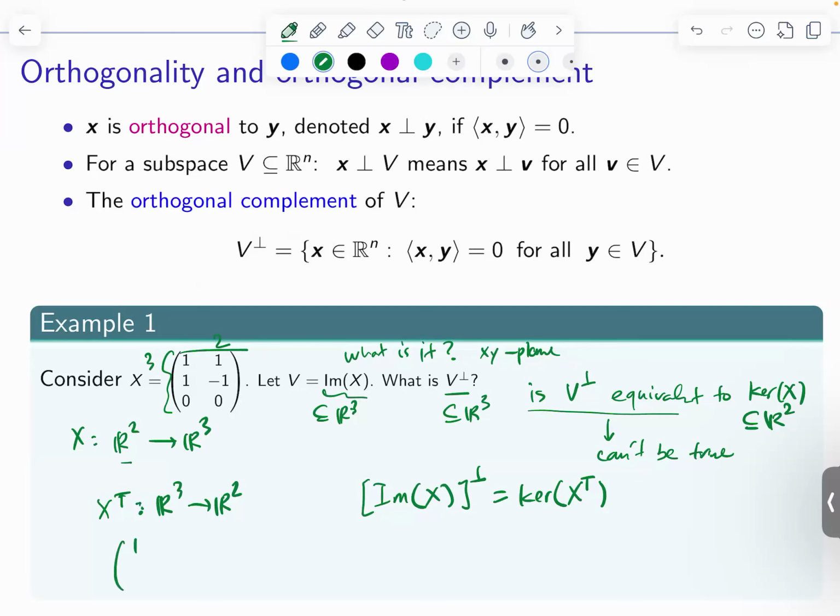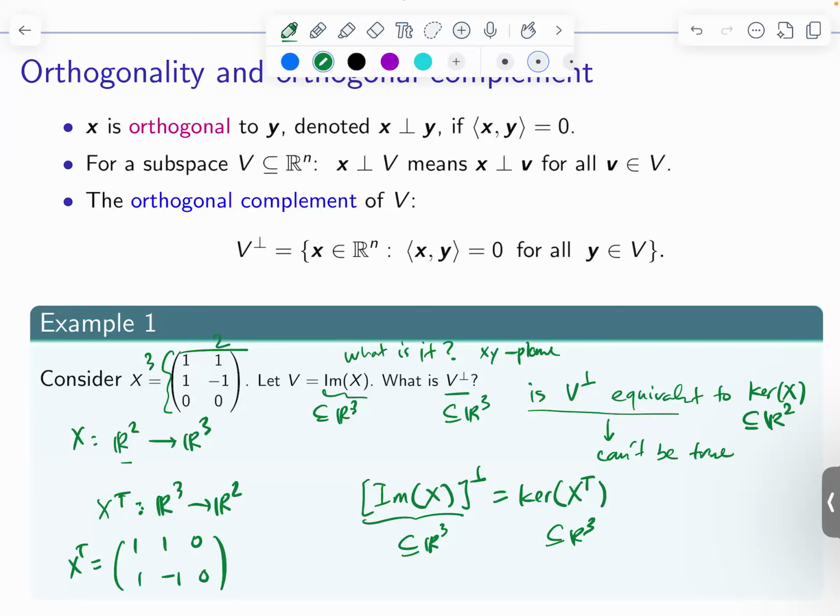So it would be like 1, 1, 0, 1, negative 1, 0. So the kernel of it lives in R3, so at least it can be a candidate. And you can actually prove that this is true. This is one of the fundamental relations that you're going to need. This is what allows us to do regression. It's a very good point. So think about this a little bit, and by the end of this course, hopefully this will become very clear.